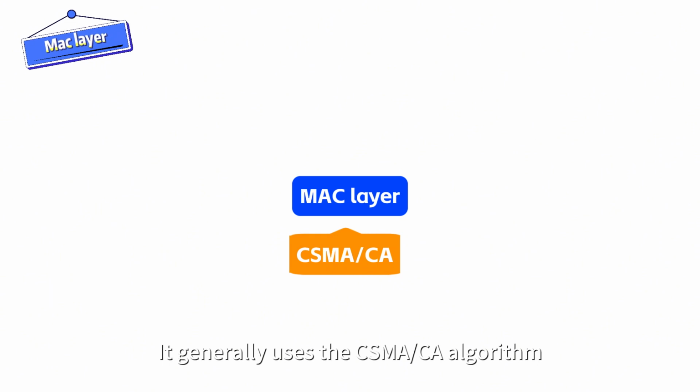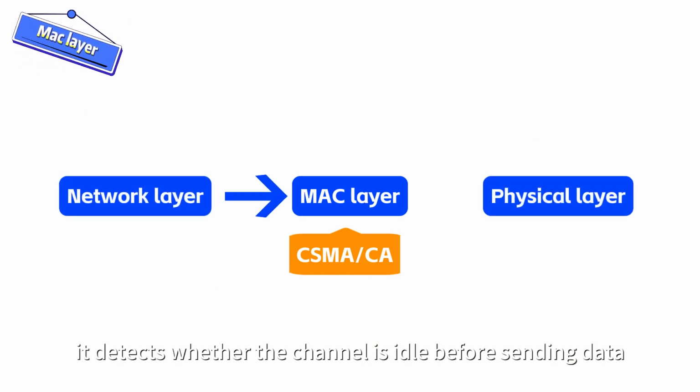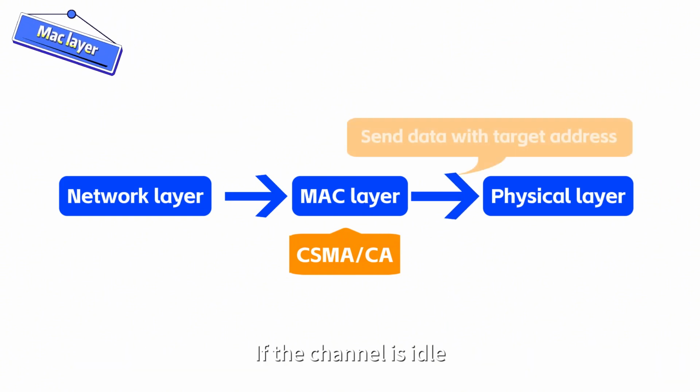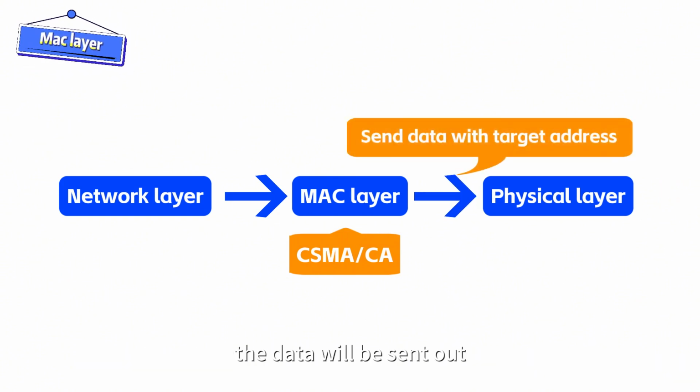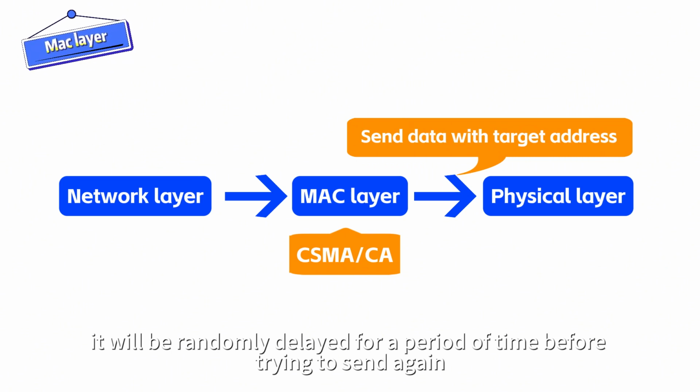It generally uses the CSMA/CA algorithm, that is, it detects whether the channel is idle before sending data. If the channel is idle, the data will be sent out. Otherwise, it will be randomly delayed for a period of time before trying to send again.